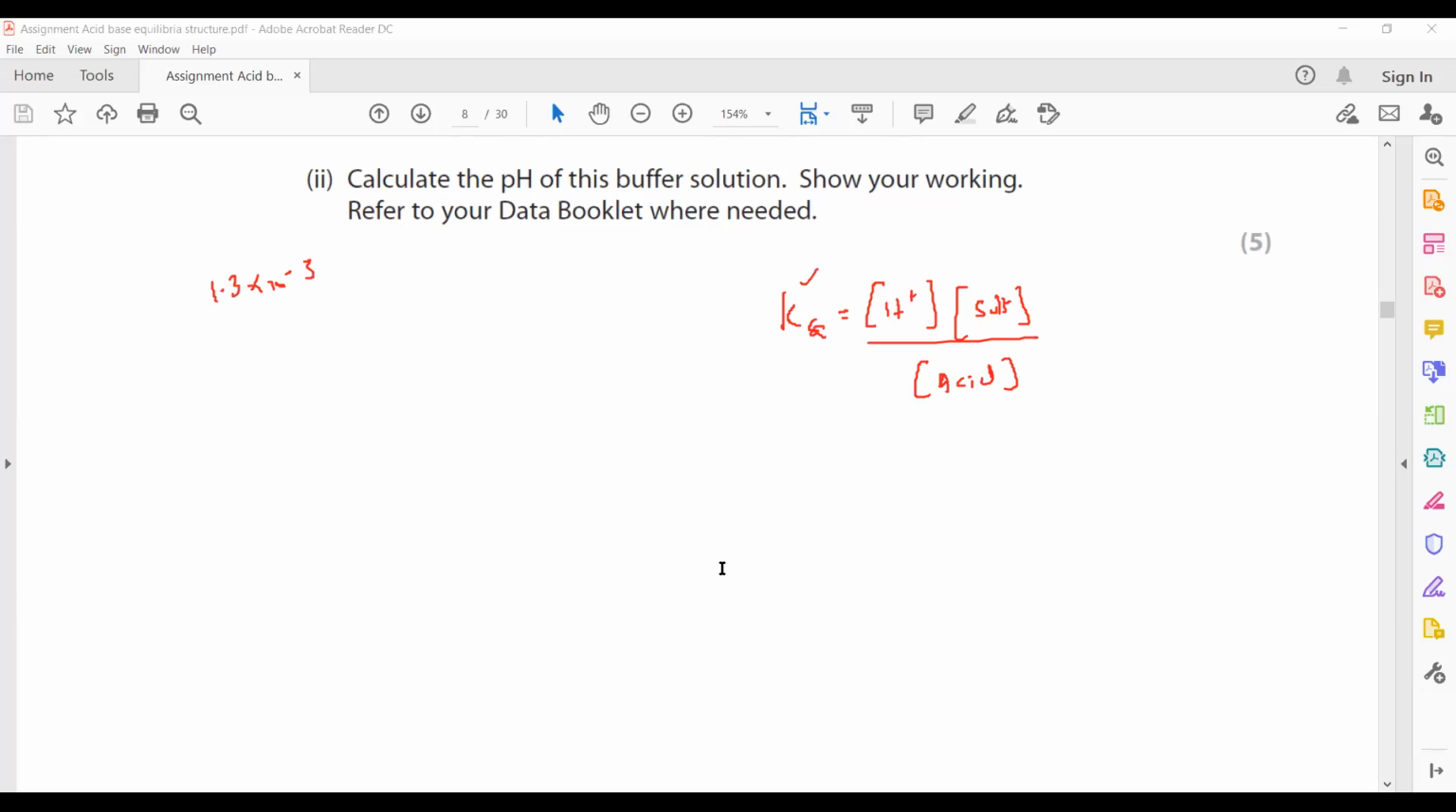So we have Ka. But what's the concentration of the salt? Basically, when you mix sodium hydroxide with propanoic acid, they react with each other and form sodium propanoate. The ratio between sodium hydroxide and propanoic acid is 1:1.